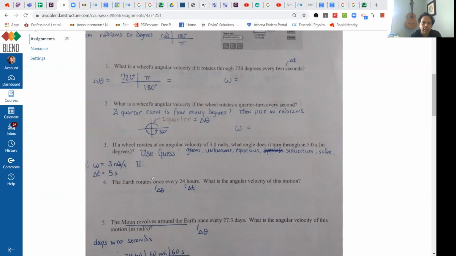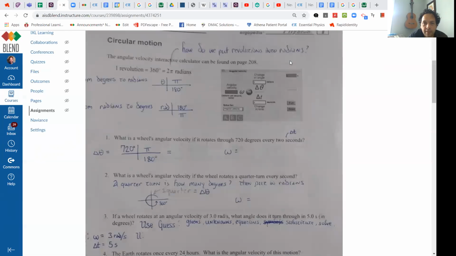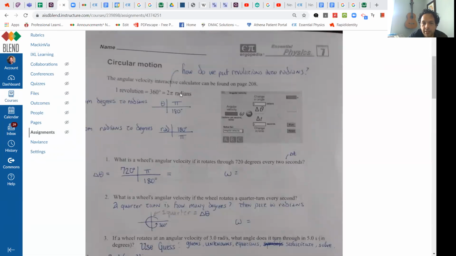Let's see, the Earth rotates once. Okay, so it's rotating once. So how many revolutions is that? That's one revolution. What is that in radians? Again, that's up here, right? One revolution is 2 pi radians.